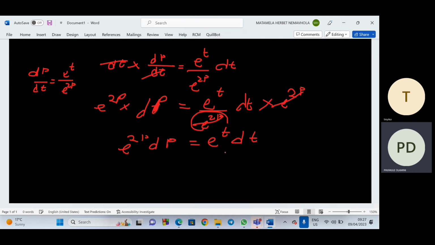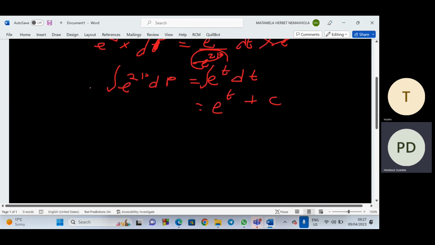Then we are going to introduce an integral. When we put an integral, the integral of e to the power t is still the same, e to the power t. We can say e to the power t plus c. But the integral of e to the power 2p is going to be found using the rule of substitution. I am still going to repeat this chapter; I'm just showing you how you work it out.